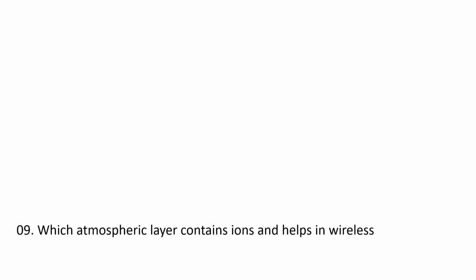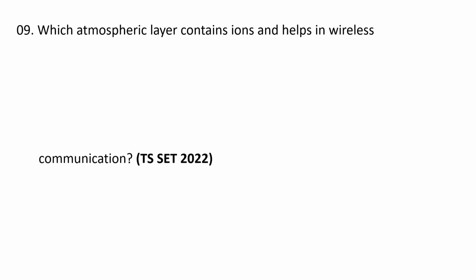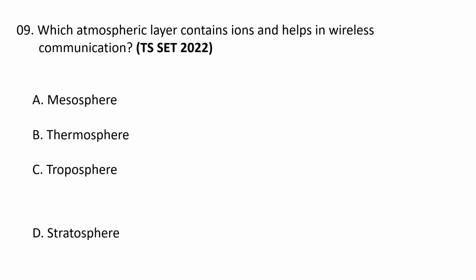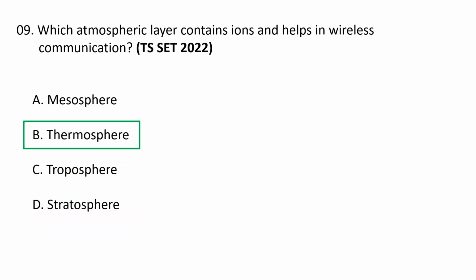Next question. Which atmospheric layer contains ions and helps in wireless communication? Choices are A. Mesosphere, B. Thermosphere, C. Troposphere, and D. Stratosphere. So the correct answer is B. Thermosphere. In the thermosphere, the temperature rises rapidly with increasing height. The ionosphere is a part of this thermosphere, and this helps in radio communication. In fact, the radio waves transmitted from the earth are reflected back to the earth by this layer. So that's why B. Thermosphere is the correct answer.